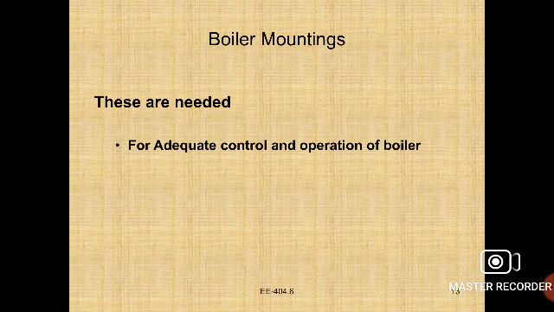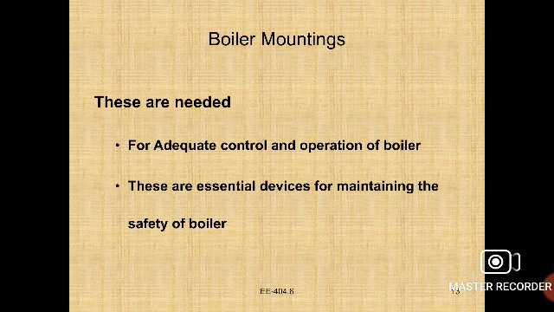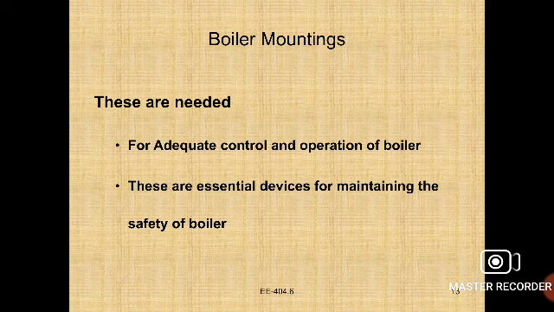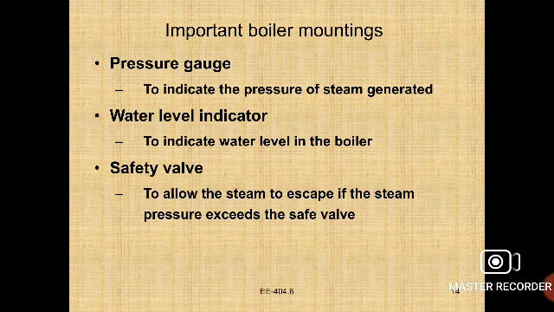What are mountings? Mountings are important to adequately control and operate the boiler. These are essential devices for maintaining safety. The devices or components fitted to the boiler for the safety and proper operation of the boiler are called boiler mountings. What are the main mountings? Pressure gauge, water level indicator, safety valve, fusible plug, feed check valve, blow off cock, and stop valve. These are the main boiler mountings.